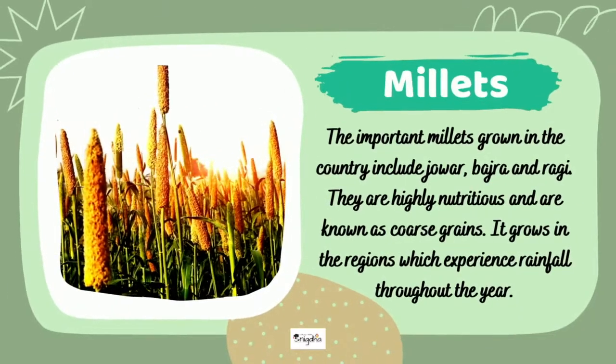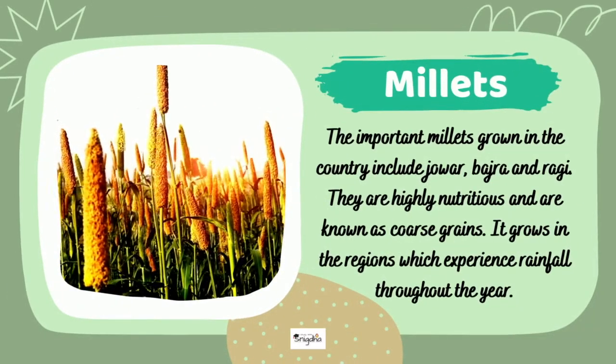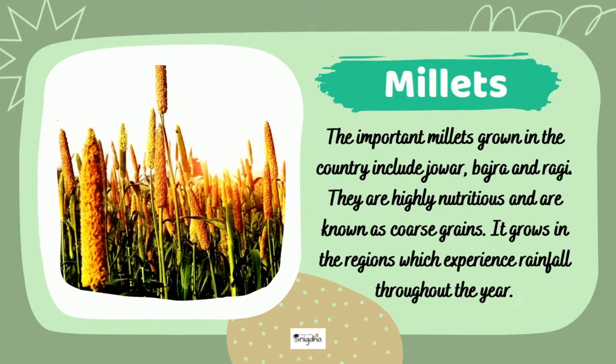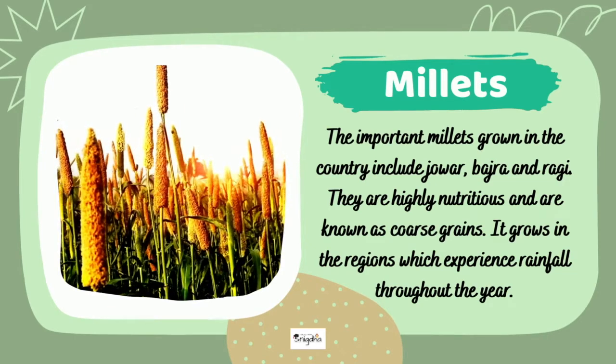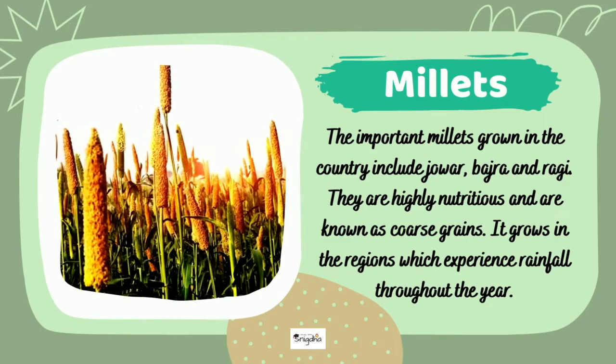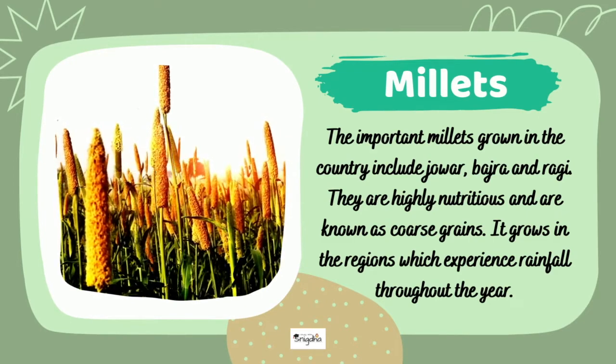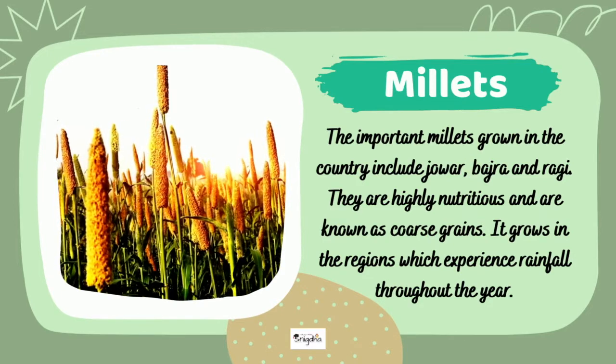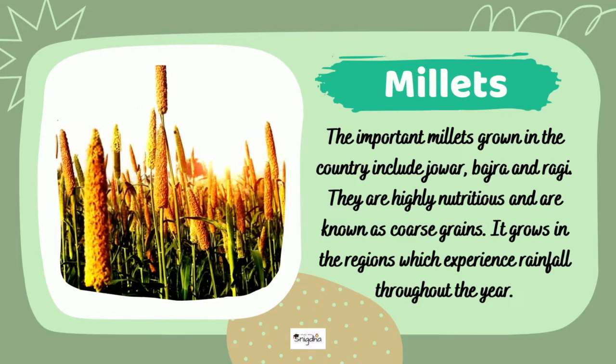The third example of food crops is millets. The important millets grown in the country include jowar, bajra, and ragi. They are highly nutritious and are known as coarse grains. It grows in the regions which experience rainfall throughout the year.